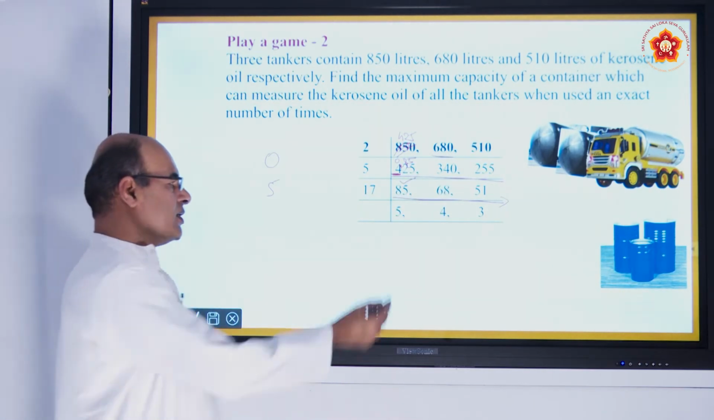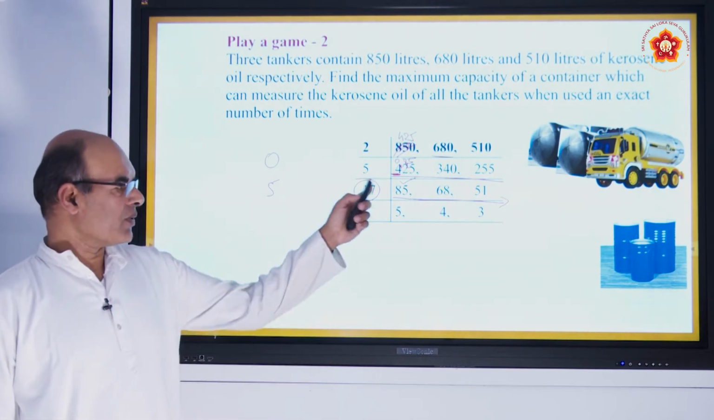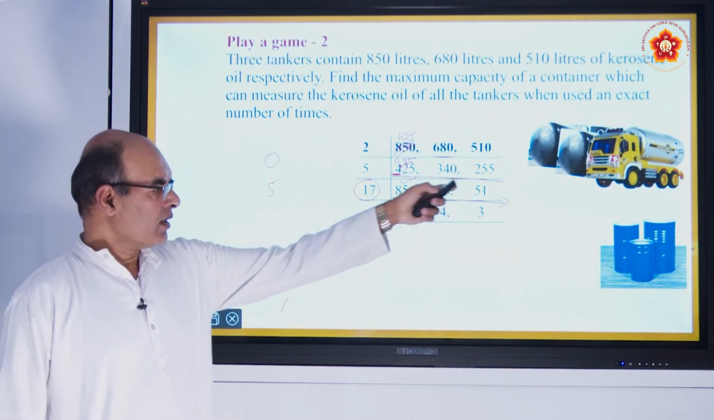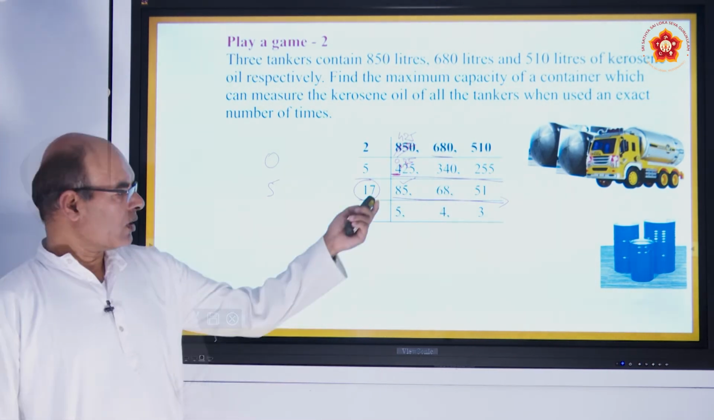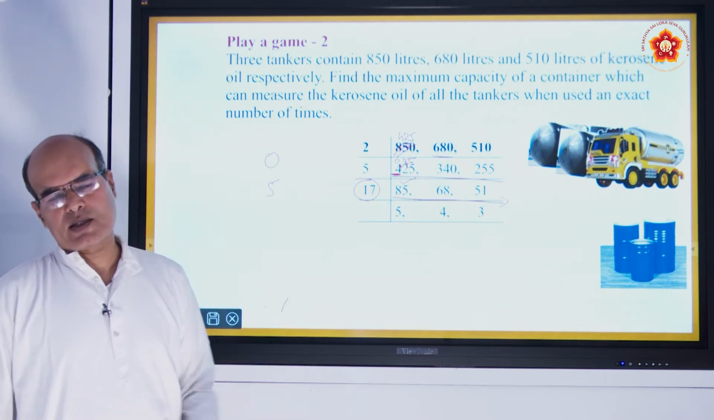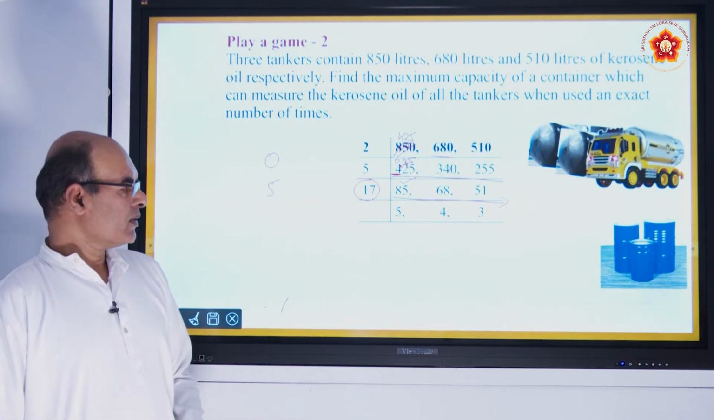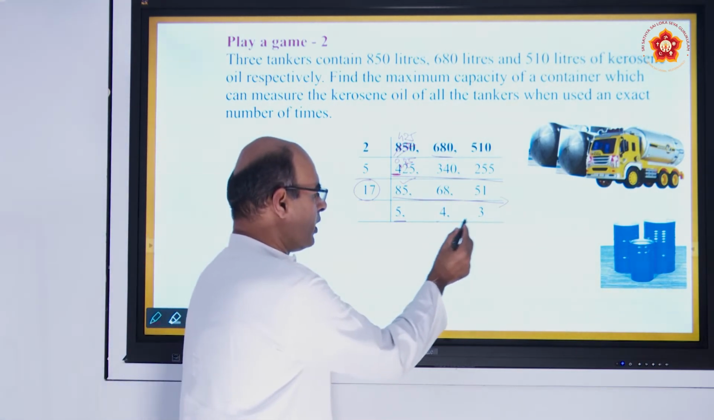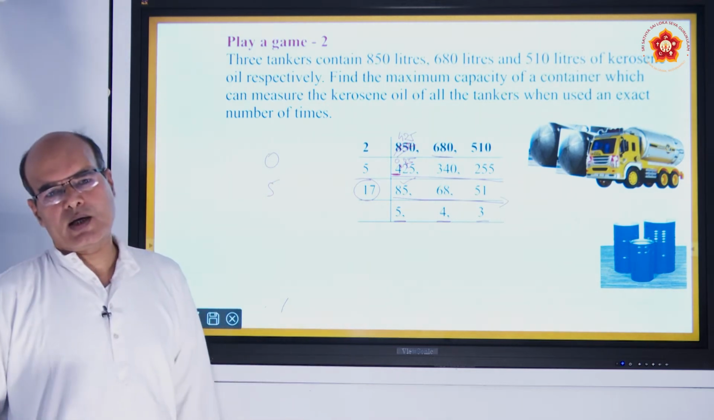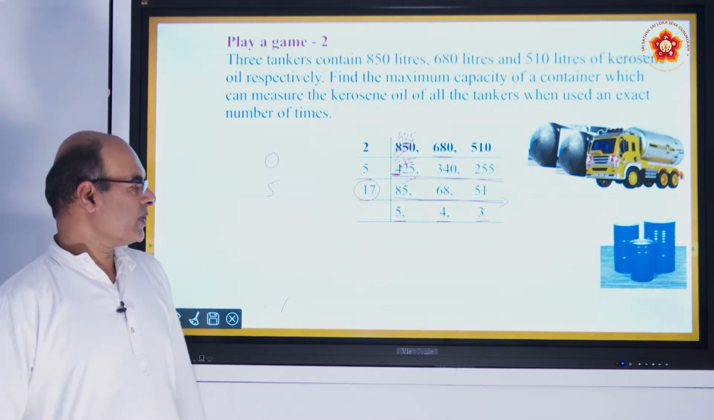So, they come in the 17th table. It is 17 5s, this is 17 4s, and the last one is 17 3s. So, all these numbers have a common factor 17. Now these numbers 5, 4 and 3 do not have any common factors. So, we stop this method here.